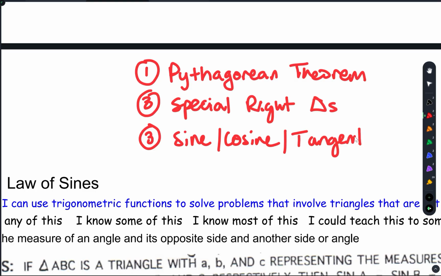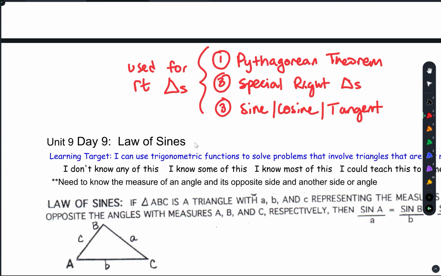What is common amongst all 3 of these methods so far is that they only work if I have right triangles. I have to have a right angle for all of these. But what happens when we don't have right triangles? Can we still solve those triangles? The answer is yes. And we're going to start doing that today and tomorrow. So law of sines is our very first method for solving non-right triangles.